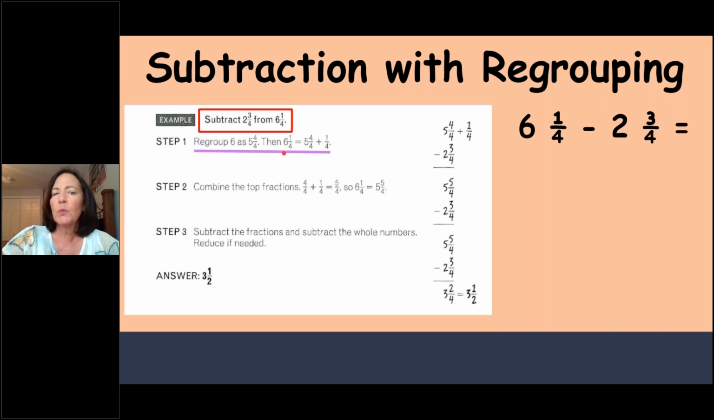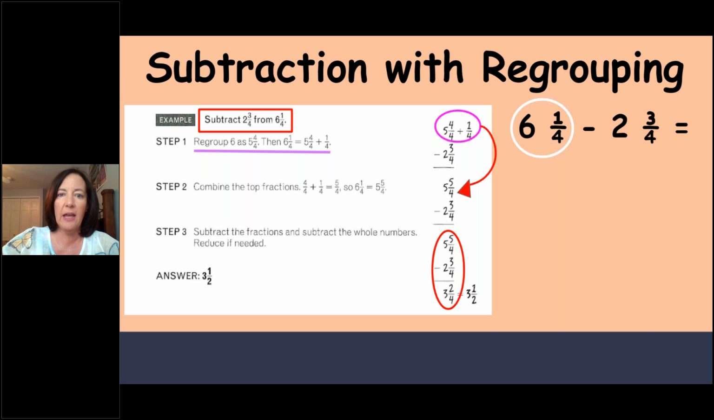So then they say, well, let me see, we actually had 6 1/4. So if I rewrite it as 5 4/4 plus 1/4, that's going to be the same thing as 5 5/4. When we practice, it'll probably make more sense. So now our problem is 5 5/4 minus 2 3/4 equals 3 2/4. You reduce the fraction part and it becomes 3 1/2.